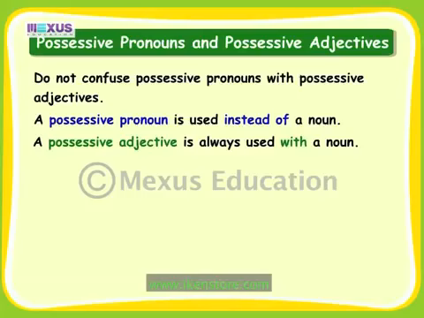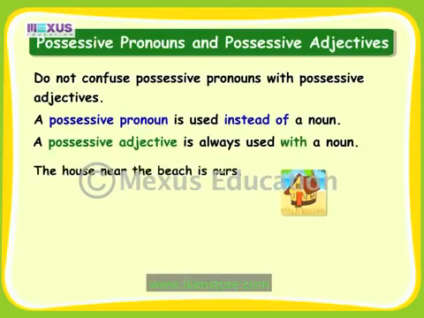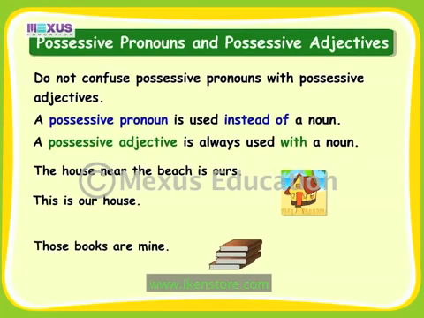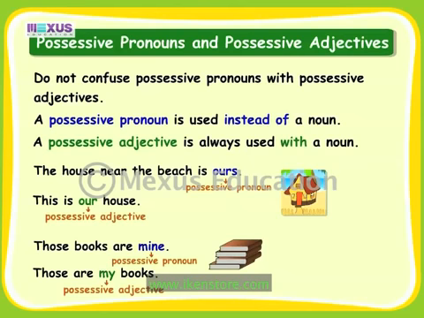Look at the following examples. The house near the beach is ours. This is our house. Those books are mine. Those are my books. The pronouns ours and mine are possessive pronouns, whereas the pronouns our and my are possessive adjectives.